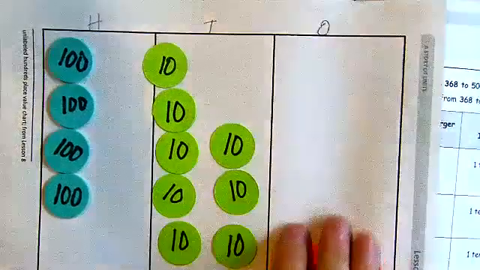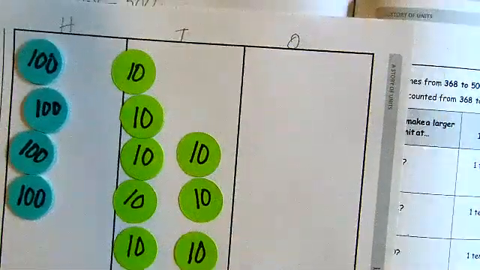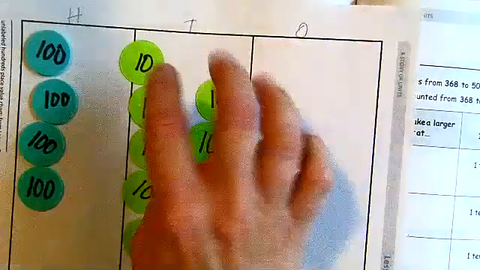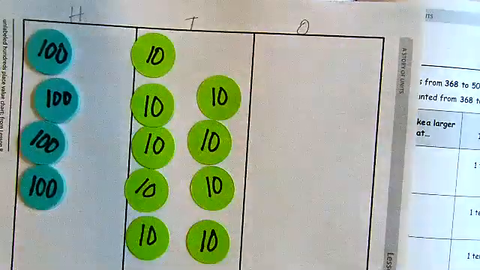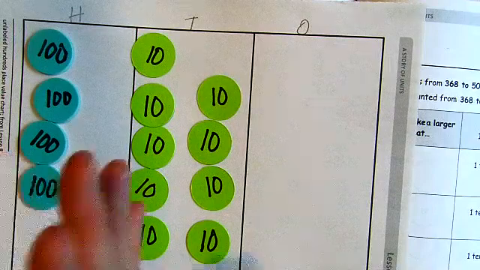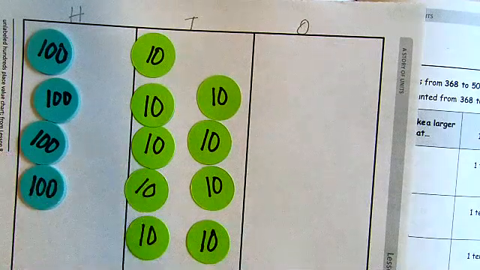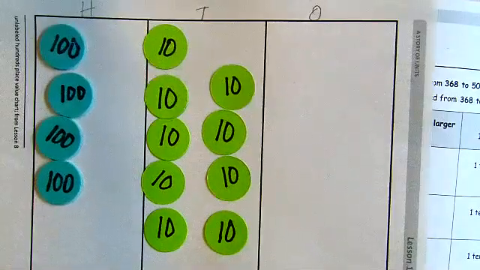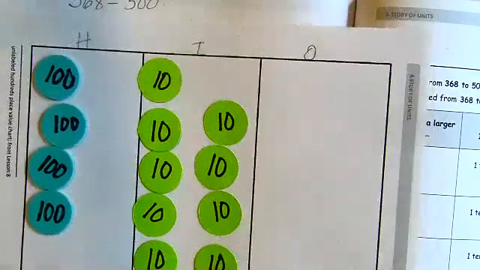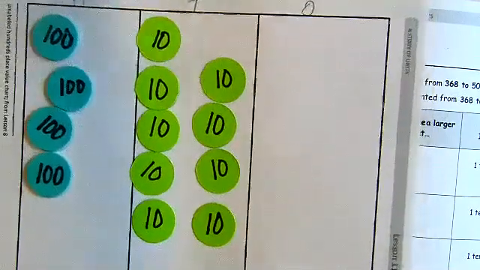490. We've got 10 more ones to trade up. We've got another 10. Now we have 9. We have 4 hundreds and 9 tens. That's 490. We're trying to get to 500.